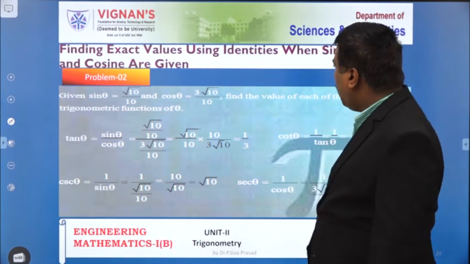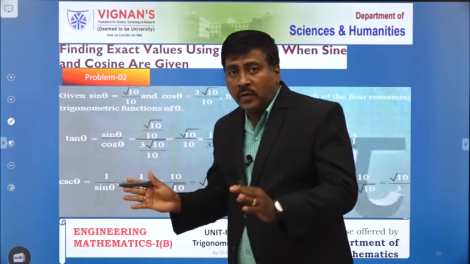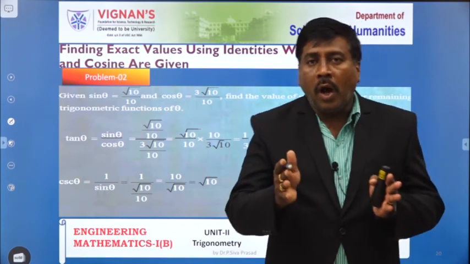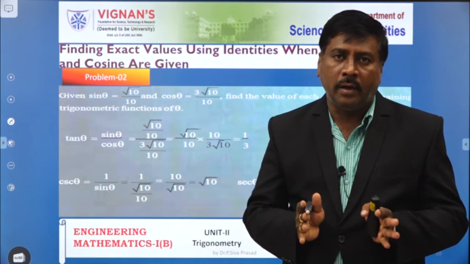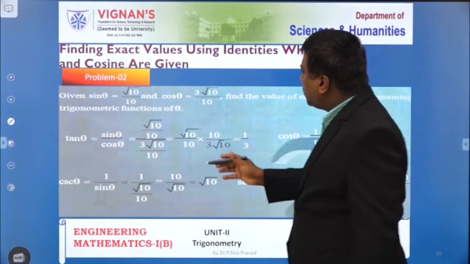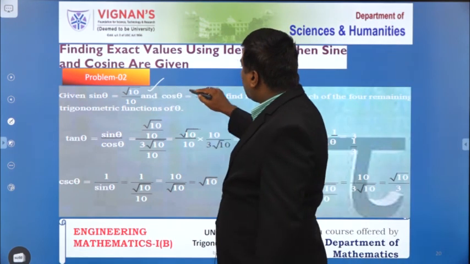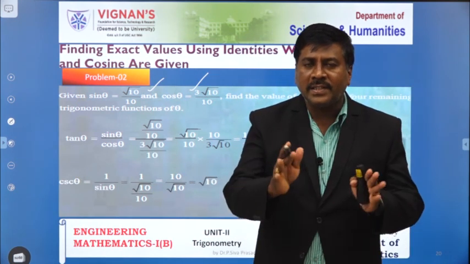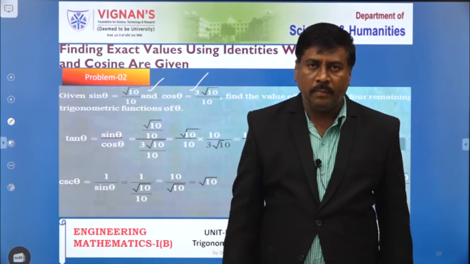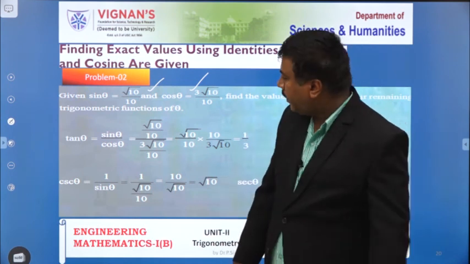All of you catch my point? Here, please all of you observe this. By using the given data, you have to find which quadrant theta lies in. Here in both of the cases, sine and cos are both positive. That means theta lies in the first quadrant of the coordinate plane. That you have to keep in your mind.